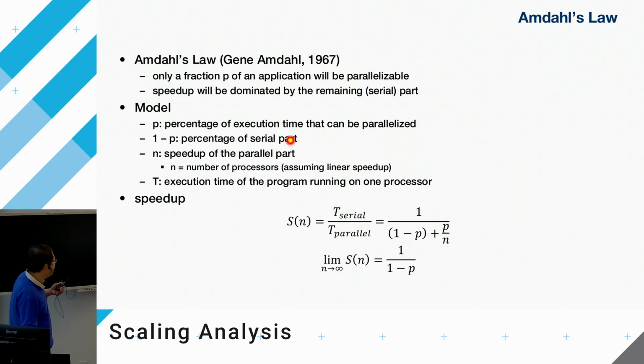I'm not going to dive into this model in many details, but after some mathematical work, you will have the speed up, which is relevant to 1 over 1 minus p. P is, let's say, the parallel part. So 1 minus p is the serial part. So as you can see, at the end of the day, the speed up is relevant with respect to the serial part.